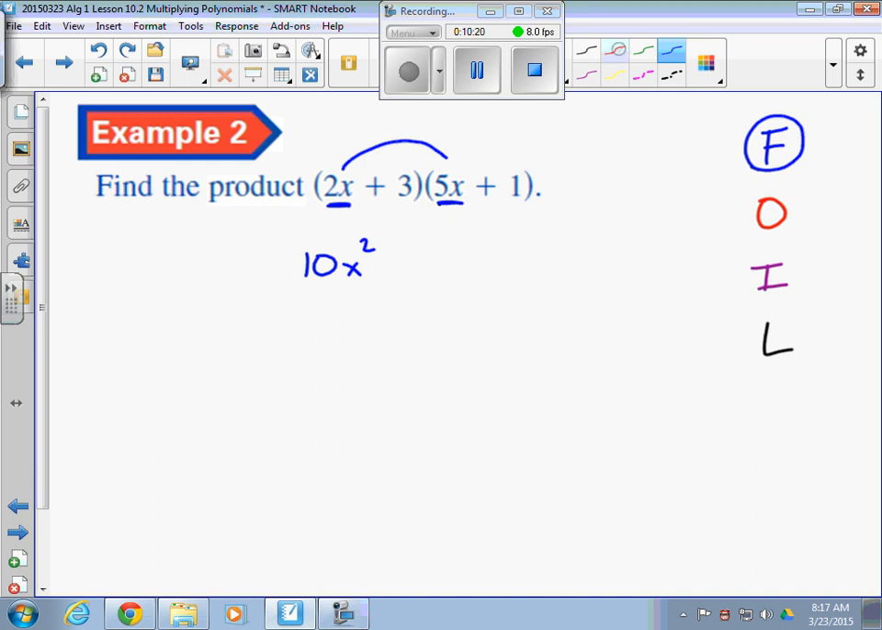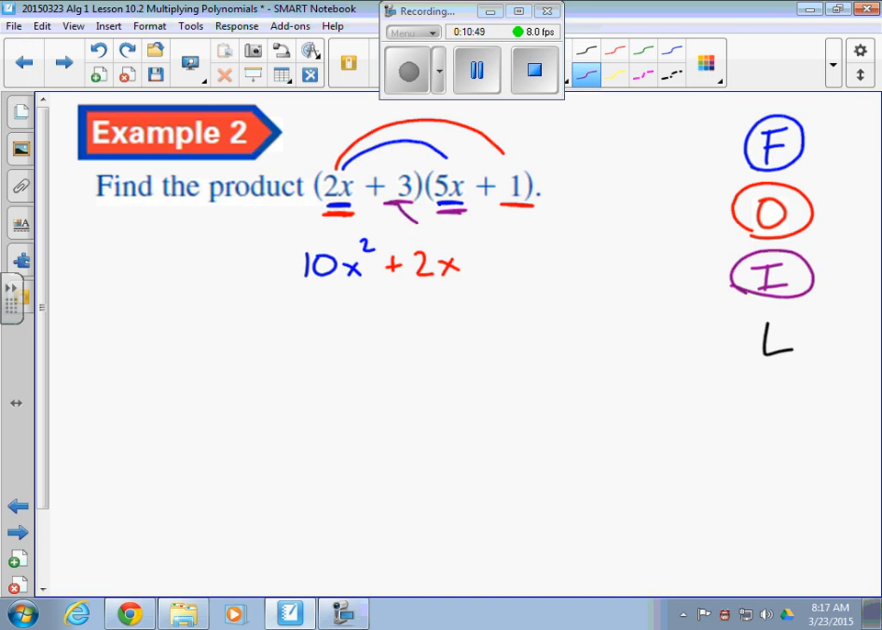O stands for the outer two terms. 2x, notice it's the same 2x, and 1. 2x times 1 is positive 2x. The I stands for the inner two terms, the ones that are closest to the middle, 3 and 5x. Positive 3 times positive 5x is positive 15x.